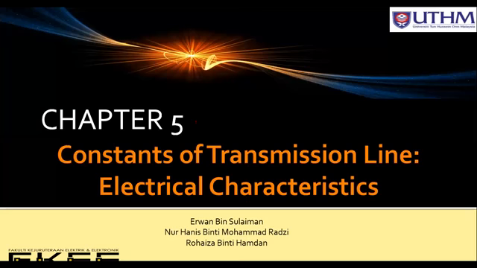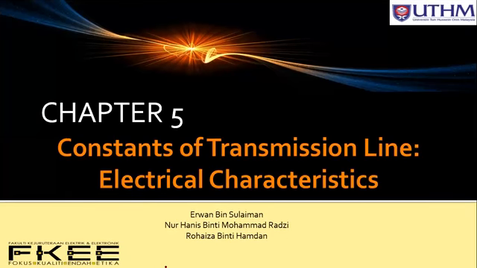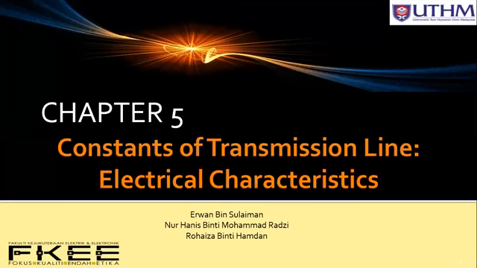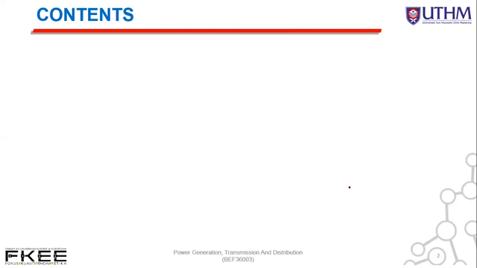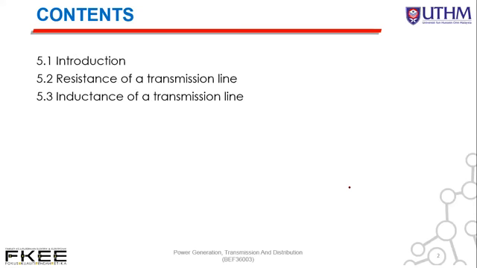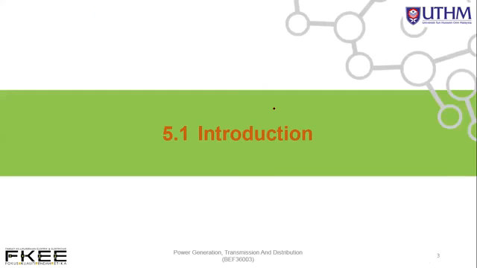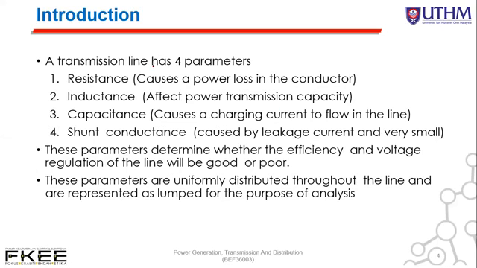Today in chapter 5 we will focus on constants of transmission line, specifically the electrical characteristics. The content of this topic will cover an introduction, resistance of transmission line, inductance, and also capacitance in the transmission line. As an introduction, the transmission line has 4 parameters that are usually calculated and analyzed.